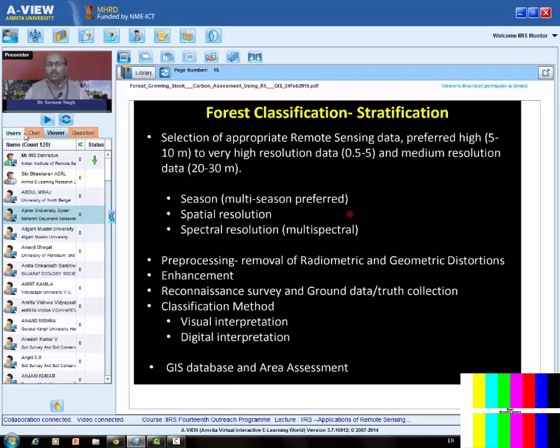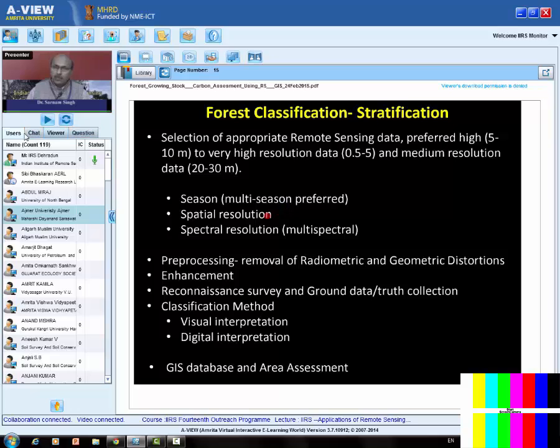which you are confident in, you can do. So let us come to the forest classification scheme. I will not go into detail of it. What I am saying is that two things are very important. First is the season of the satellite data which you are going to use, that should be very nicely chosen. Spatial resolution, let us say medium or high resolution data will be good, and spectral resolution, preferably multi-spectral or hyperspectral data will be better.